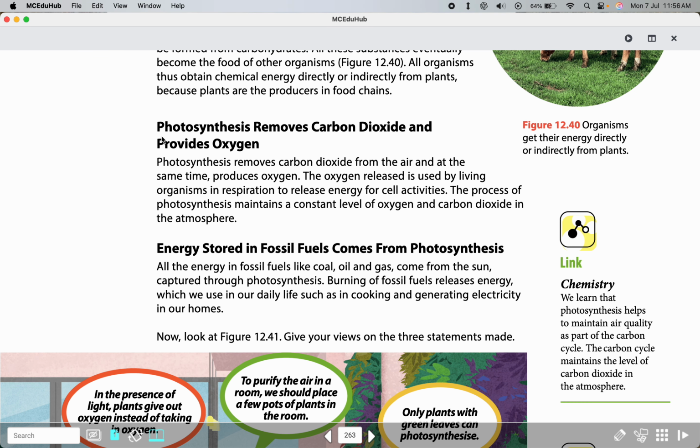Second point, photosynthesis removes carbon dioxide and provides oxygen. We can't have too much carbon dioxide in the air, firstly, because carbon dioxide can cause climate change. It's a greenhouse gas, it will cause the earth to become hotter. At the same time, we can't have too little carbon dioxide in the air because plants need carbon dioxide for photosynthesis. When carbon dioxide is removed from the air and oxygen is produced, the oxygen can then be used by living organisms during aerobic respiration to release energy for cell activities. This process of photosynthesis maintains a constant level of oxygen and carbon dioxide in the atmosphere. So there's that balance between the two gases.